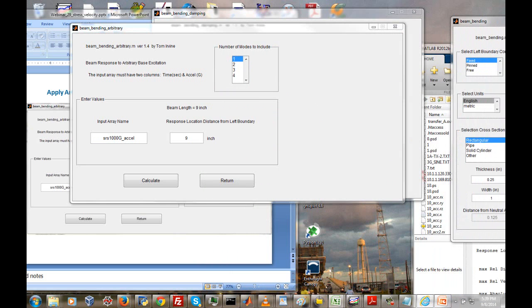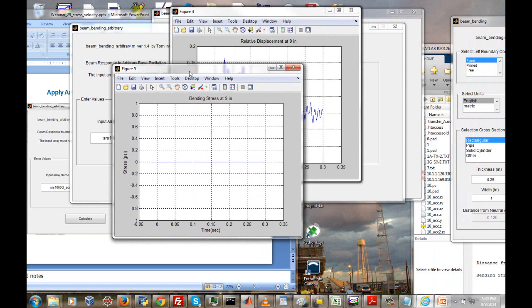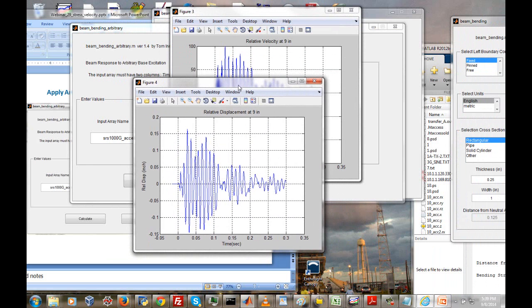So let's see what happens for this shock pulse. Bunch of plots go by. Well, the bending stress at the free end is 0, so not much use in taking a look at that plot. Here's our relative displacement at 9 inches, dominated by the fundamental mode. So we have relative displacement in inches versus time in seconds.